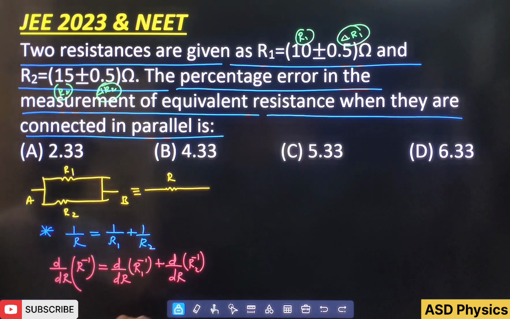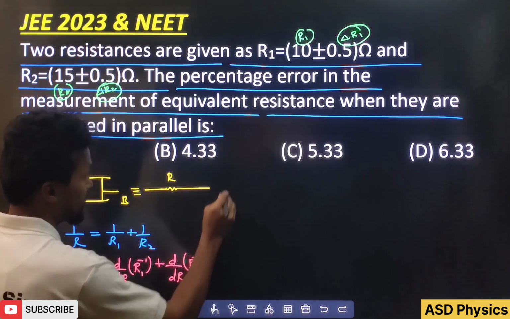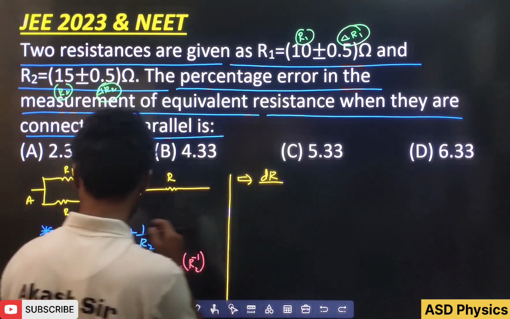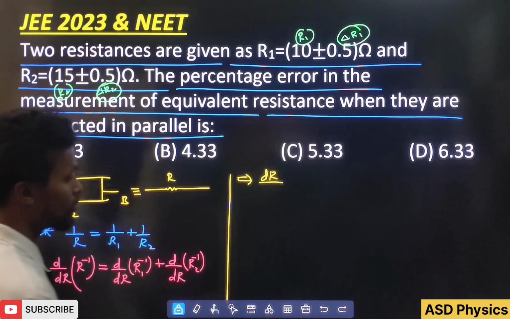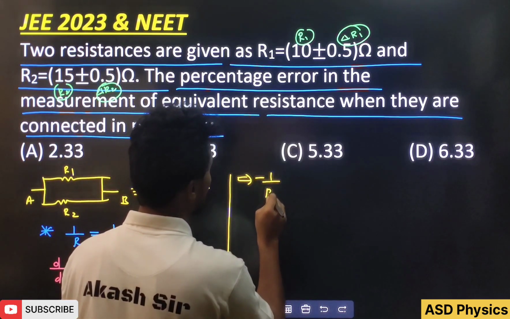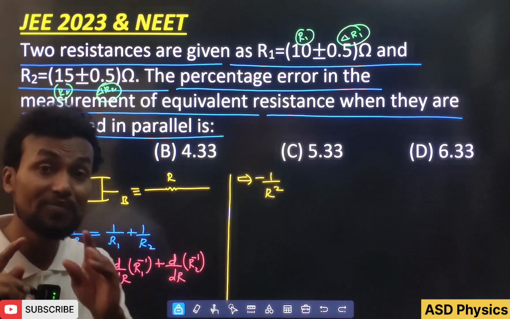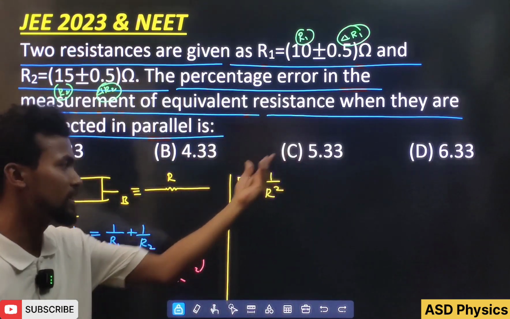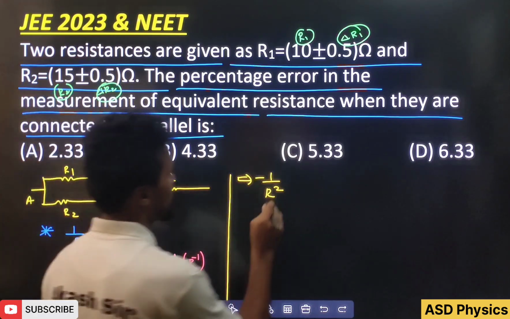Now students, we'll simplify this further. I can write the formula directly also, but I am just showing you the basics. d by dR of R to the power minus 1, you use the nx to the power n minus 1 formula. It becomes minus R to the power minus 2, that is, minus 1 by R square.